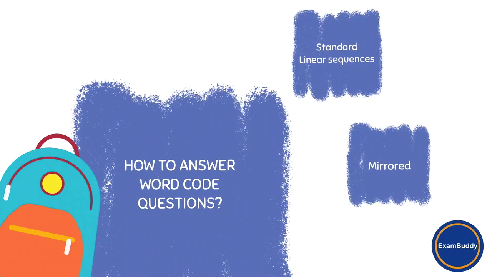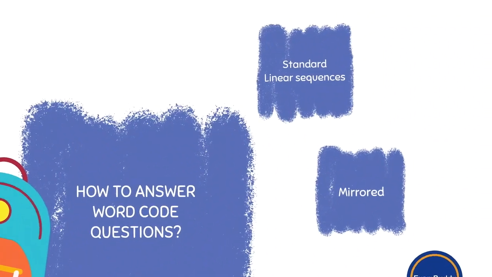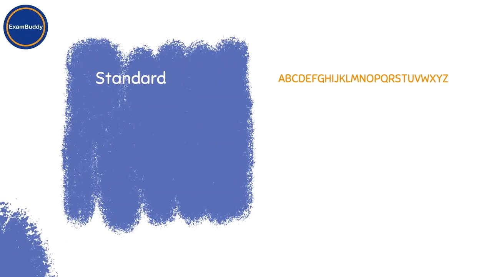There are two main types of word code questions seen in the 11 Plus. The first is the standard or linear sequence type, and the second is the mirrored type. We'll explain both with an example. So let's talk about the standard question type.